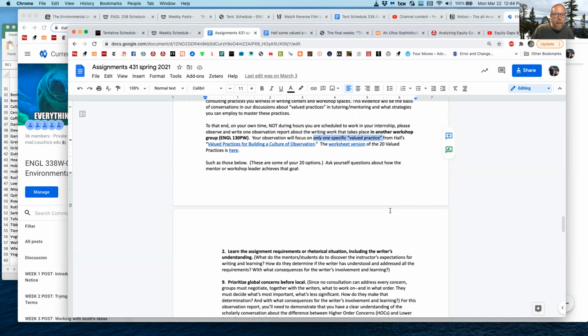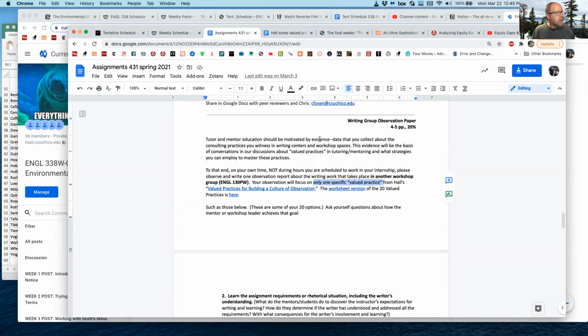What does that mean in short? Again, develop some field notes from your experience observing someone else's group that would enable you to reach well-founded and reasonable conclusions about the kinds of learning you imagine is going on. Now, you're doing this based on what you see happen, and that's one of the things that I try to talk about right here. Tutor and mentor education should be motivated by evidence. So the more that you draw on the things that actually occurred in that writing group, the better and more well-founded your conclusions are going to be.